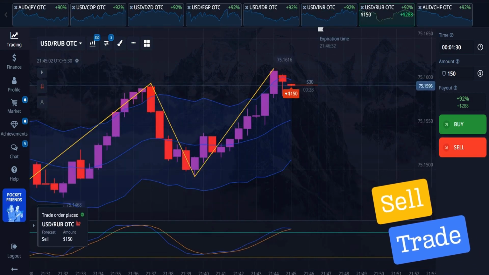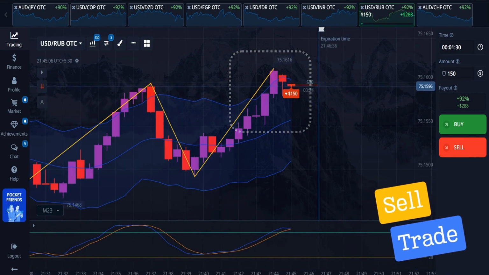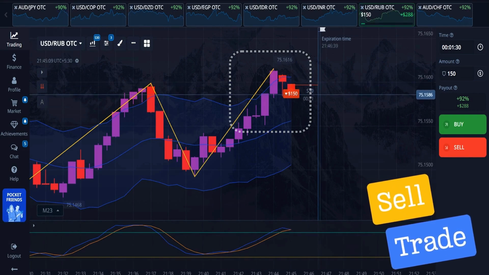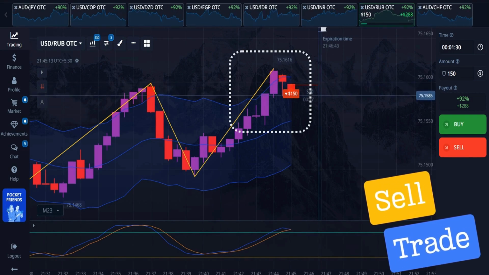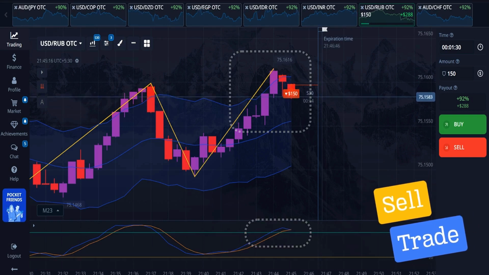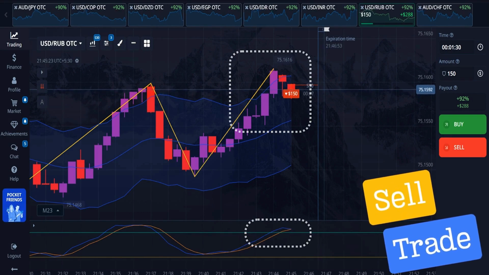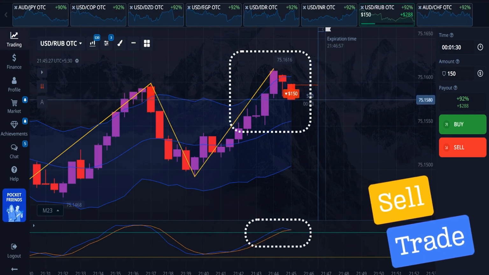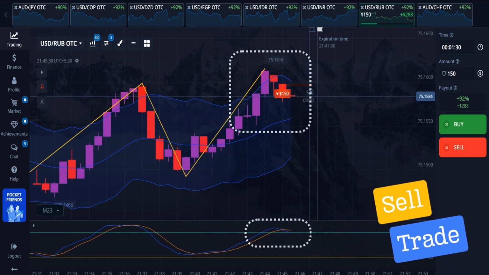Sell trade rules. Price is near the top line of the Keltner channel and above the middle line. Zig Zag indicator touches above the candlestick. Stochastic oscillator is in the overbought area above the 80 level. You see a clear bearish candle confirming a downward move. This scenario signals a strong opportunity for a sell trade.